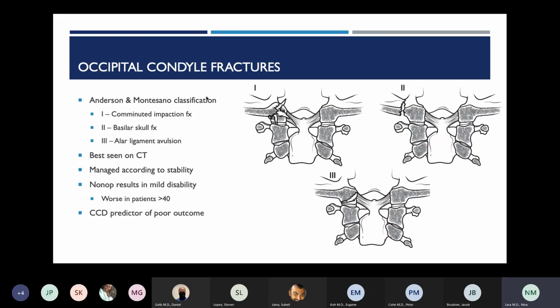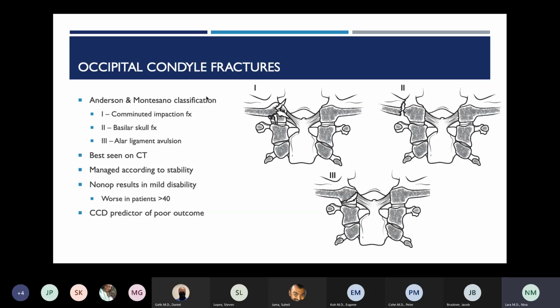And then type 3 is an avulsion fracture near the alar ligament insertion that results in the medial displacement of the condylar fracture fragment from the inframedial aspect of the occipital condyle into the foramen magnum. So this injury, the mechanism is a forced rotation of the head combined with lateral bending. These are potentially unstable fractures. So again, 1 and 2 can be treated with a rigid cervical orthosis, and 3 can be treated initially with orthosis or a halo vest.